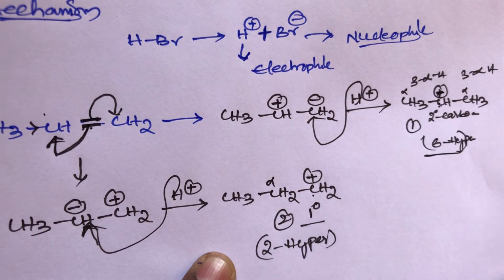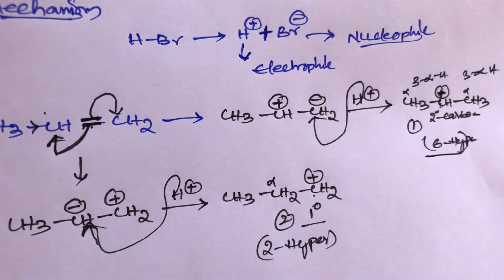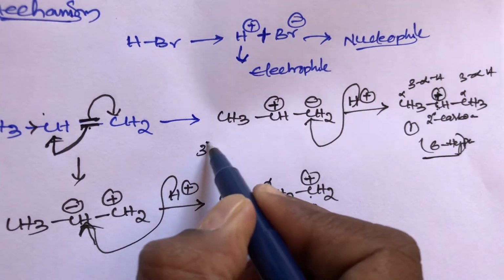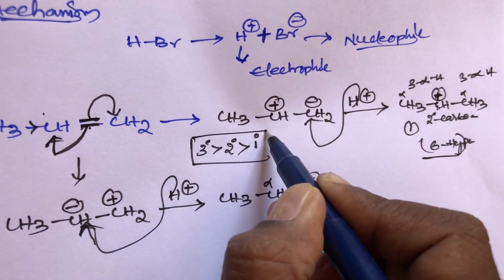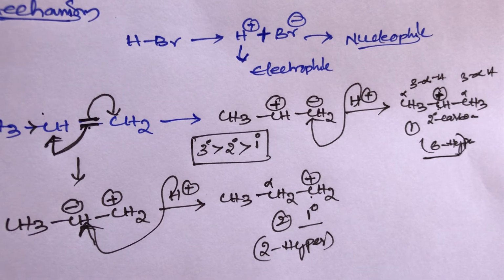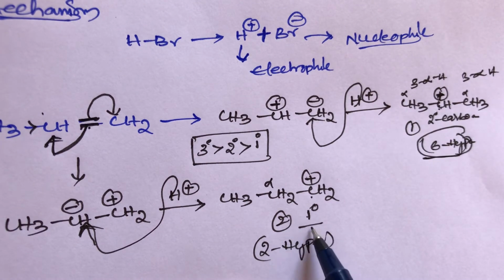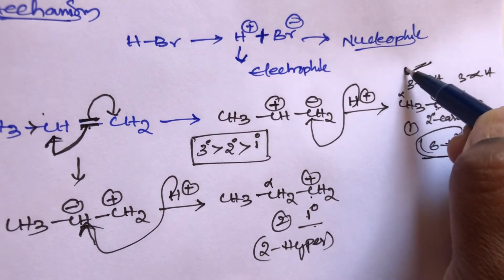Out of these two, which one is more stable? Stability depends on hyperconjugates; a compound with more hyperconjugates is always more stable. We know the stability order: tertiary carbocation is more stable than secondary carbocation, which is more stable than primary carbocation. We know this order due to hyperconjugation; I gave the explanation in a previous video. This secondary carbocation has 6 hyperconjugates and the primary has only 2, so the secondary carbocation is more stable.